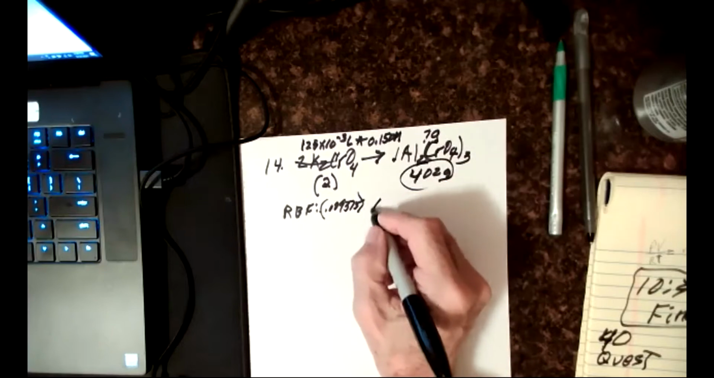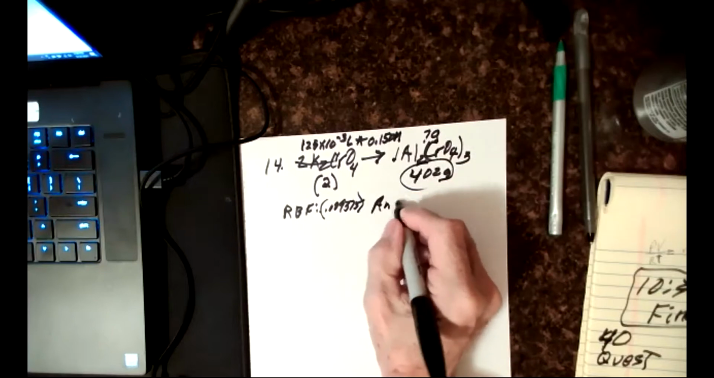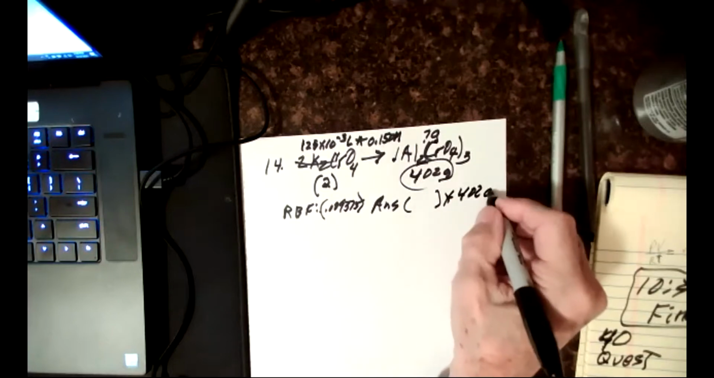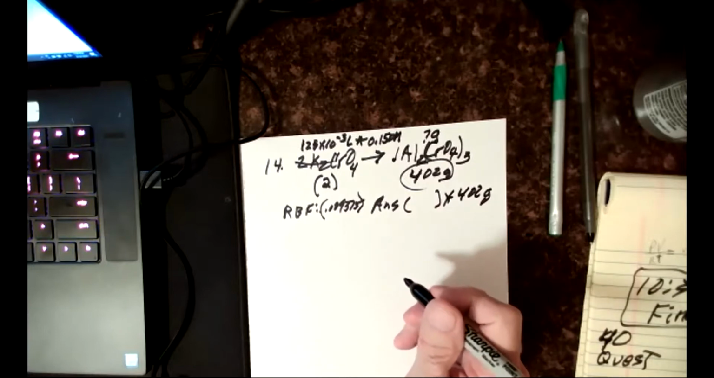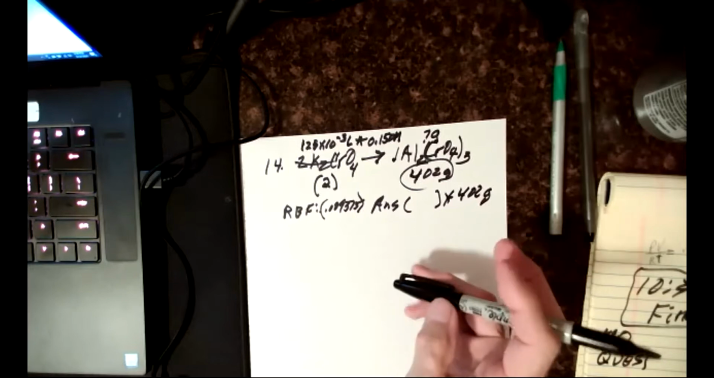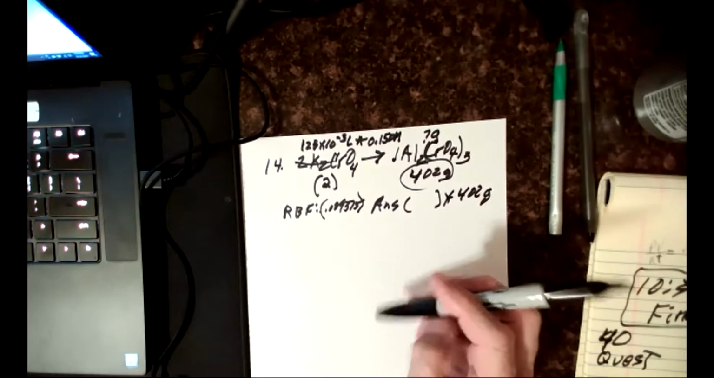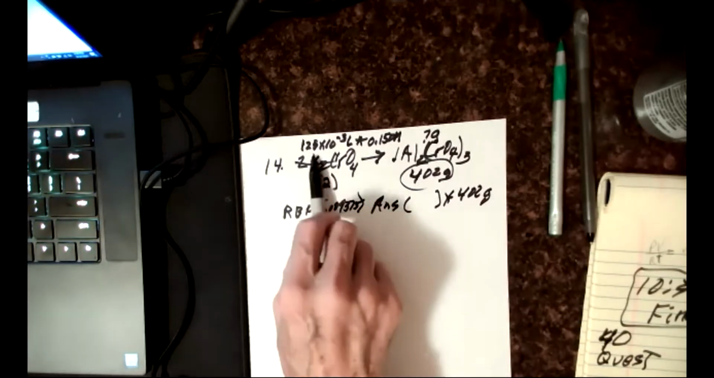So the answer is the RBF times the 402 grams of the aluminum chromate. So multiply that times 402, and I get something that looks funny. Let's try, what did I do?